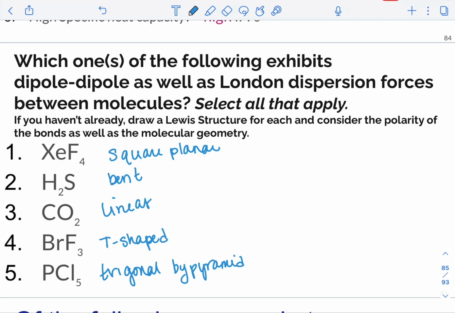So the dipole-dipole forces will show up for sure in anything that's bent, and also T-shaped. Square planar is going to be non-polar. Linear, we already know, is non-polar. And trigonal bipyramid is non-polar.